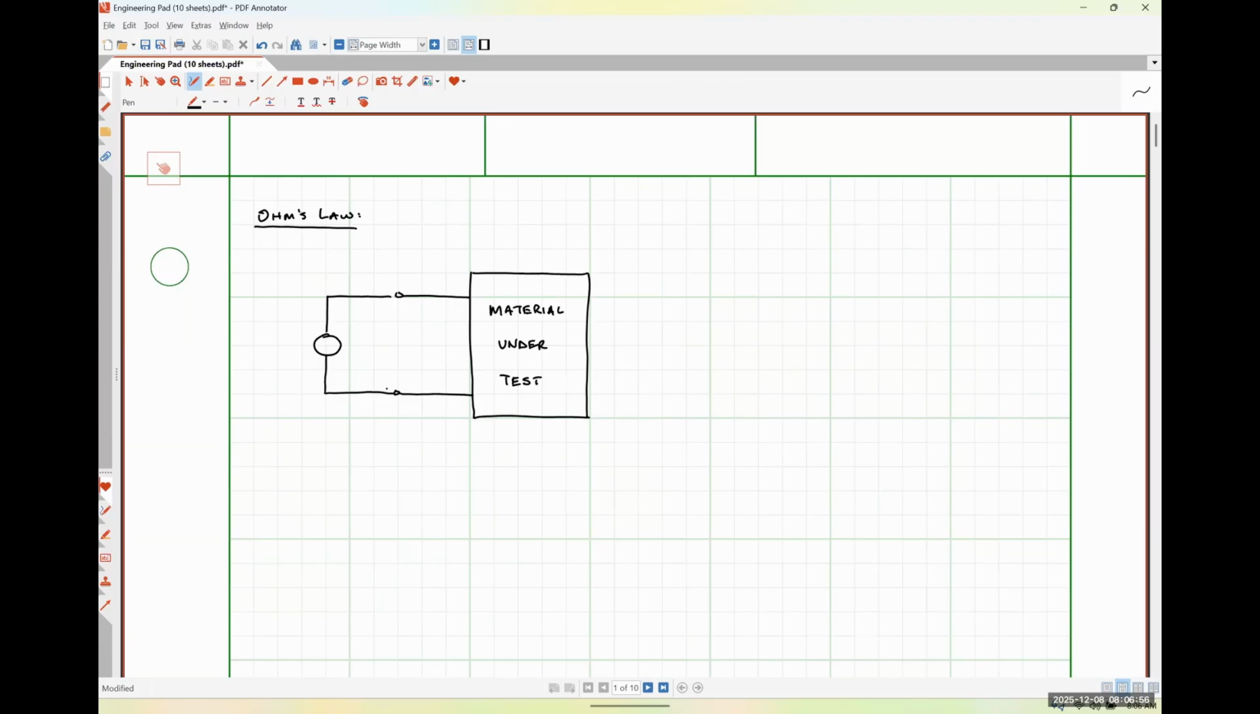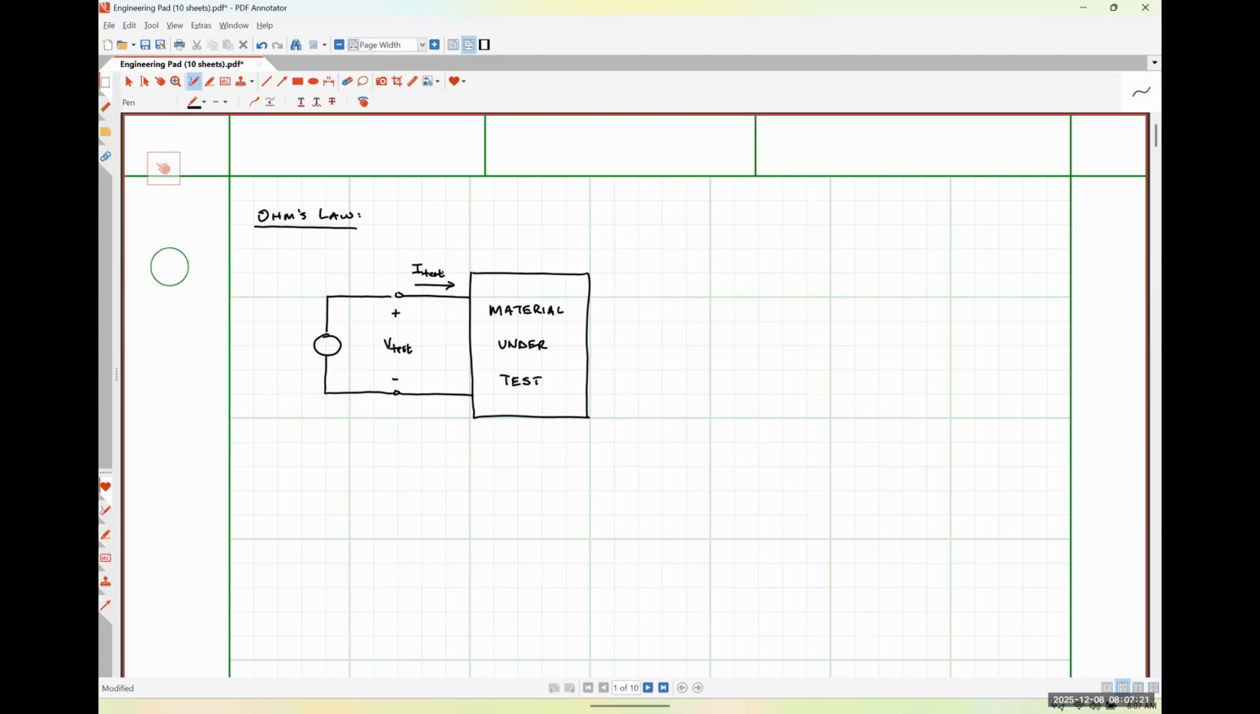Okay. So what he did when he electrically excited this material is he measured the voltage drop across the material under test, which I'm going to call V test like so. And he measured the current flowing into the terminals of the material under test. And I'm going to call that current I test like so.